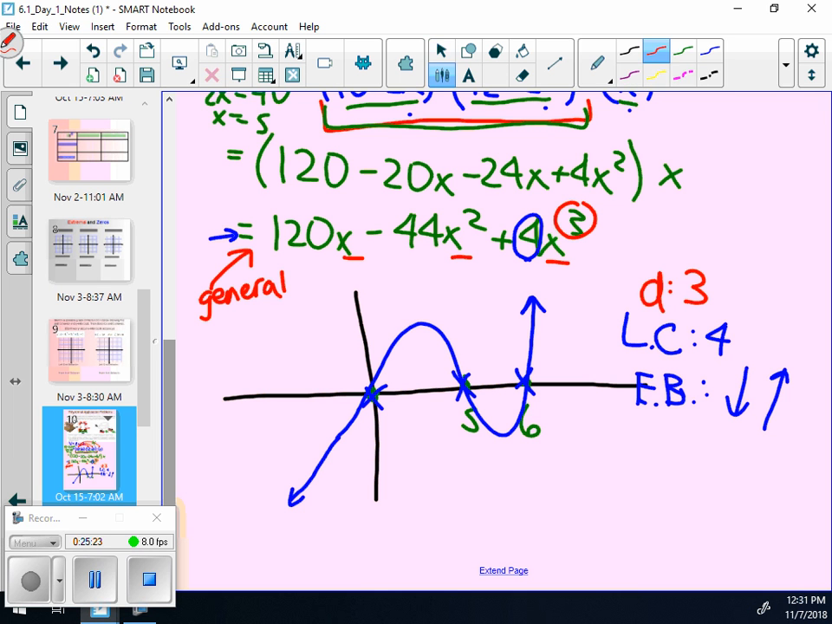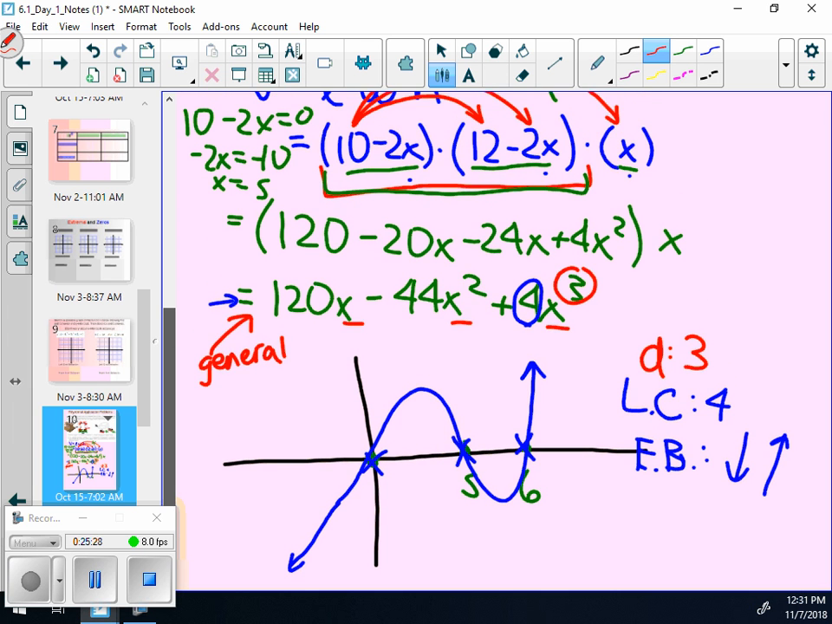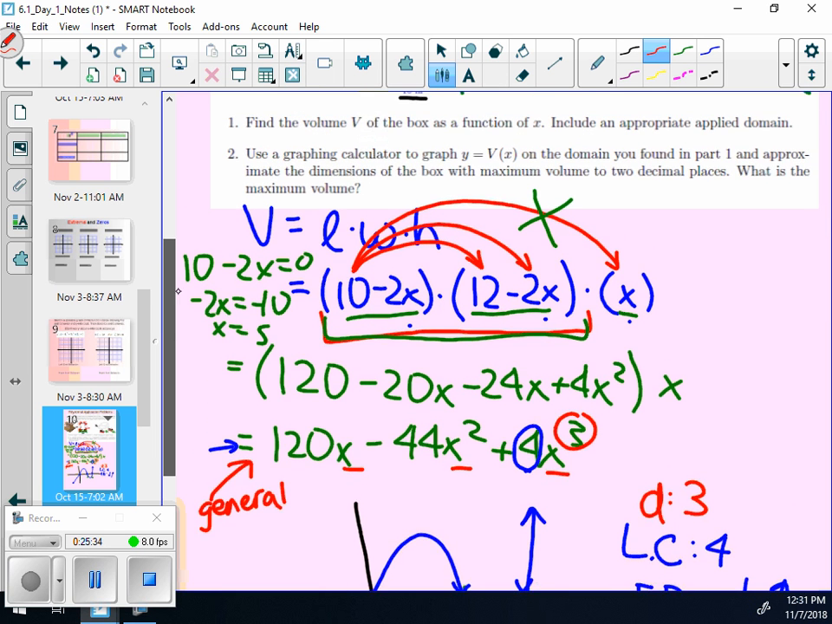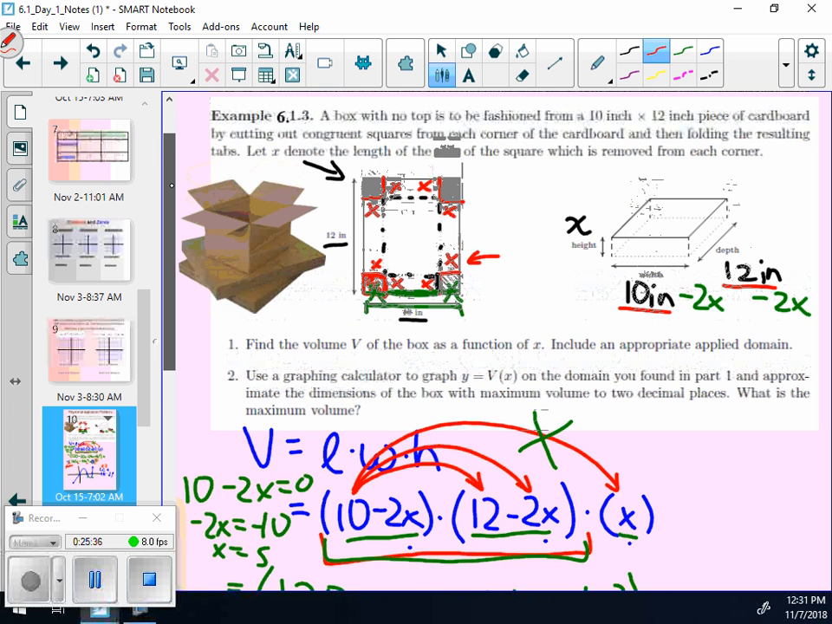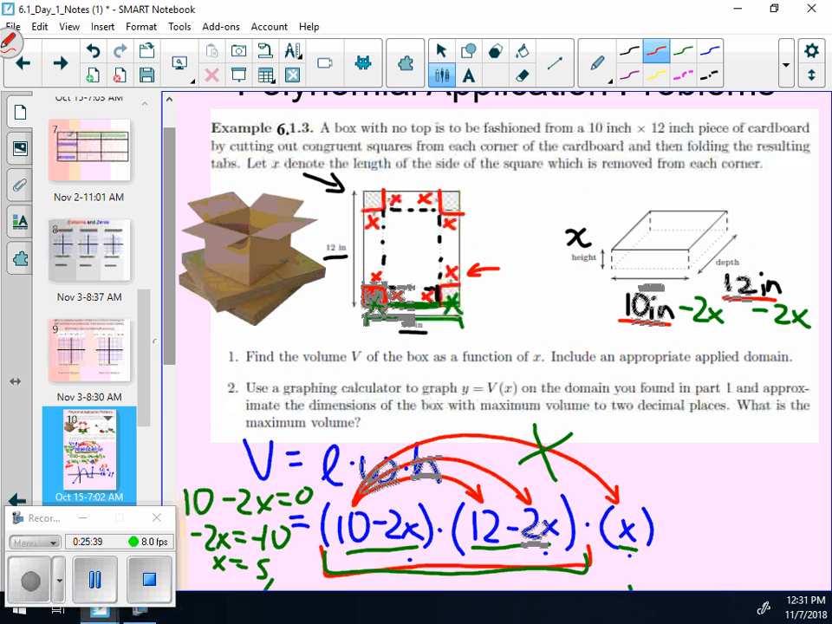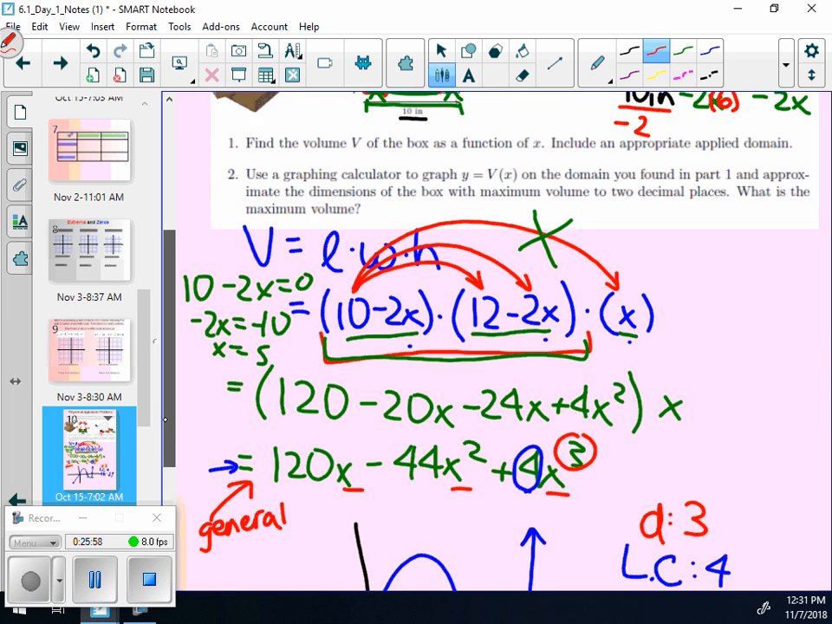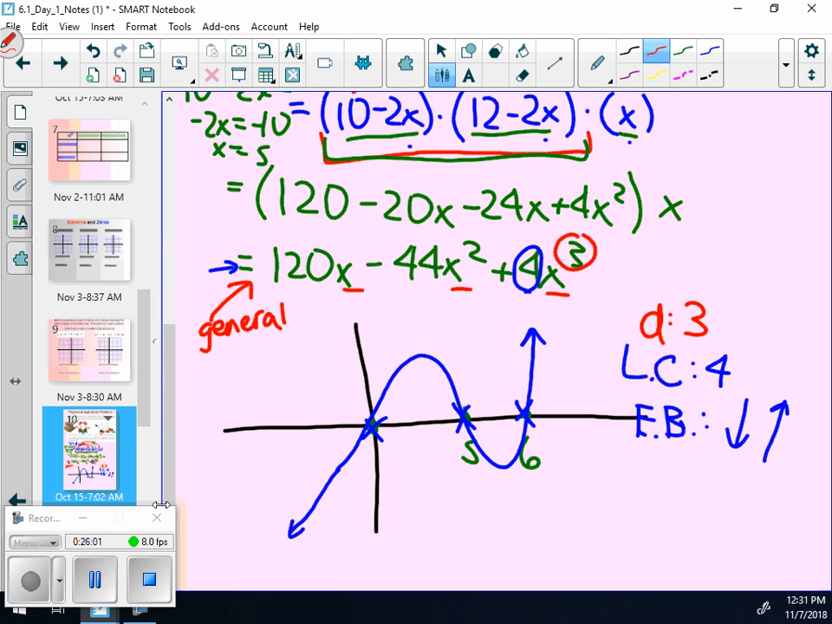But now we're looking at this graph, and this is just a graph, right? But if we apply it to our problem, right here we have a 0 at 0, we have one at 5, and we have one at 6. If I chose the value 6, and I put it into my original dimensions for my box, what would happen to my box? What if I put a 6 right here? Yeah, so I would get like a -2. Can I have a dimension of -2 on a box? I can't.